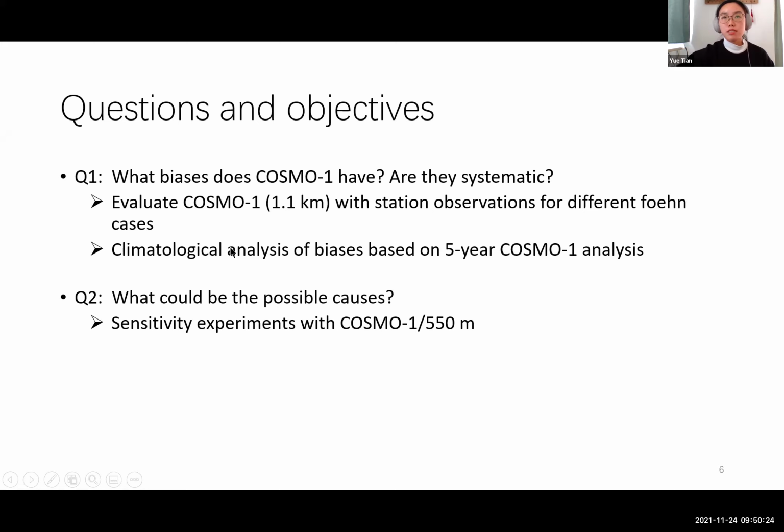So this makes us really want to study and document the biases that COSMO has, and we want to know if it's systematic or not. So we will evaluate COSMO with a first case study and then a climatology study. And the second question is, what could be the possible causes? So we designed several sensitivity experiments, which we will see the results of later.